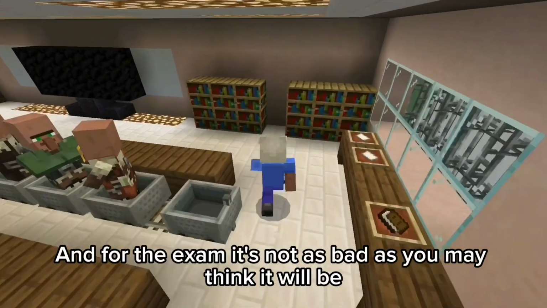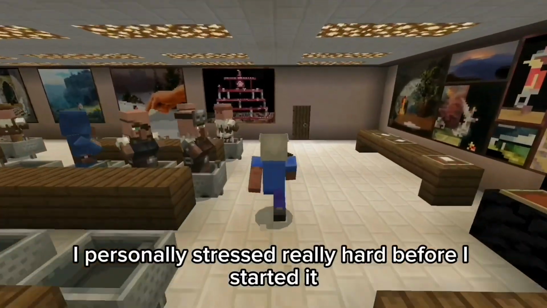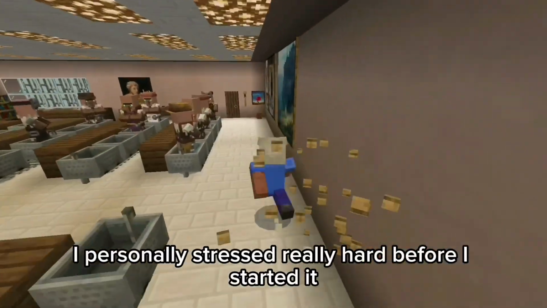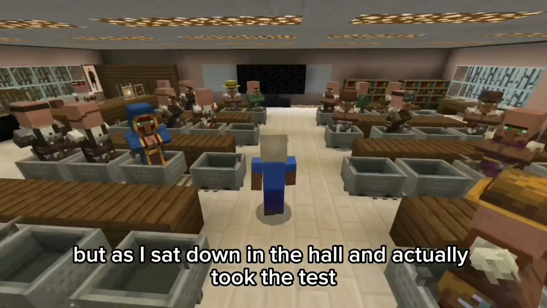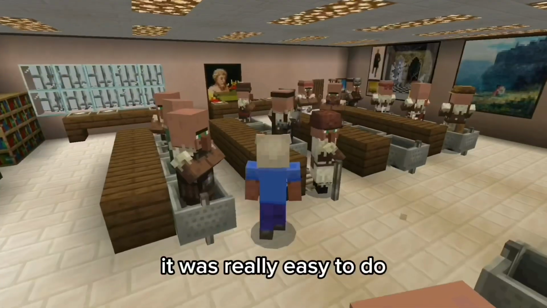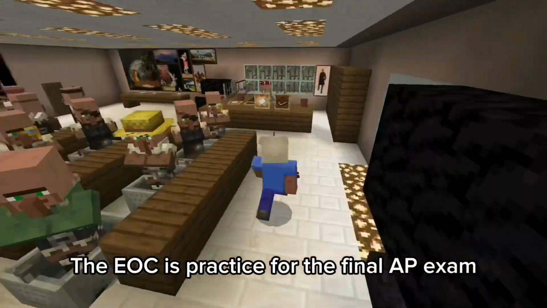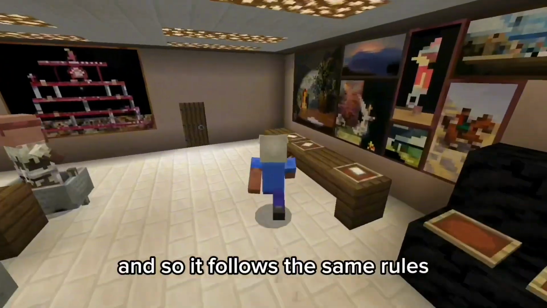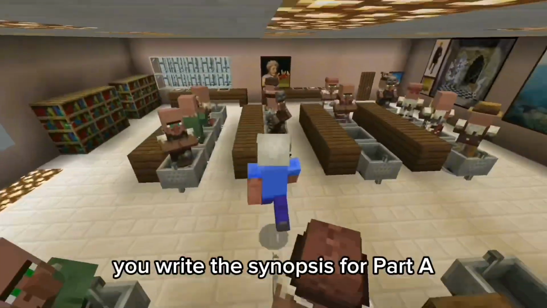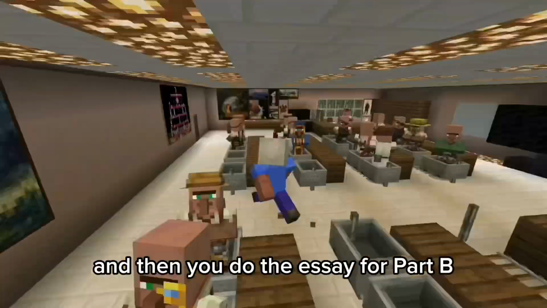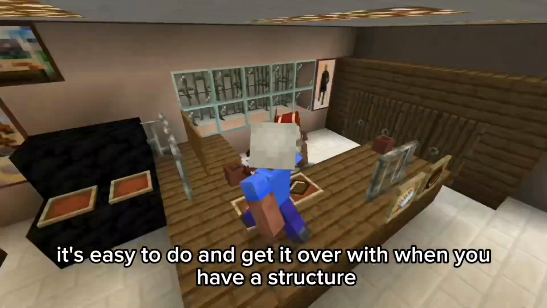And for the exam, it's not as bad as you may think it will be. I personally stressed really hard before I started it, but as I sat down in the hall and actually took the test, it was really easy to do. The EOC is practice for the final AP exam, and so it follows the same rules. Part A, Part B: you write the synopsis for Part A, and then you do the essay for Part B. That's really it. It's easy to do and get it over with when you have a structure.